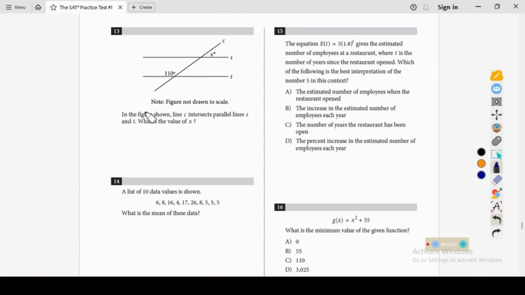Okay, in question number 13, a figure is given. In this figure, the line C intersects the parallel lines S and T. What is the value of x? Since a complete straight line angle is 180 degrees, but this angle value is 110 degrees, then what is the amount of this angle? We can find this angle by just subtracting 110 from 180, and it will give 70 degrees. Since both of these angles are corresponding, the value of x naught is 70 degrees.